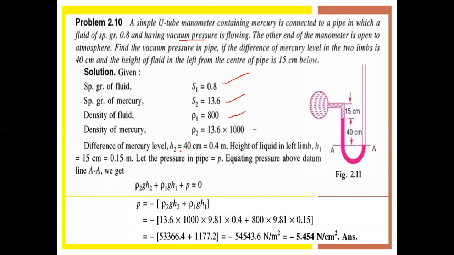Therefore, the difference in height is 0.4 meters. Then the height from the datum line is 0.15. Therefore, P you have to find. So using the same formula, equal to 0, and applying this, we get the P value as minus 0.4. So like this, you have to solve the problems for this manometer concept. These problems will be for 3 marks or 5 marks.